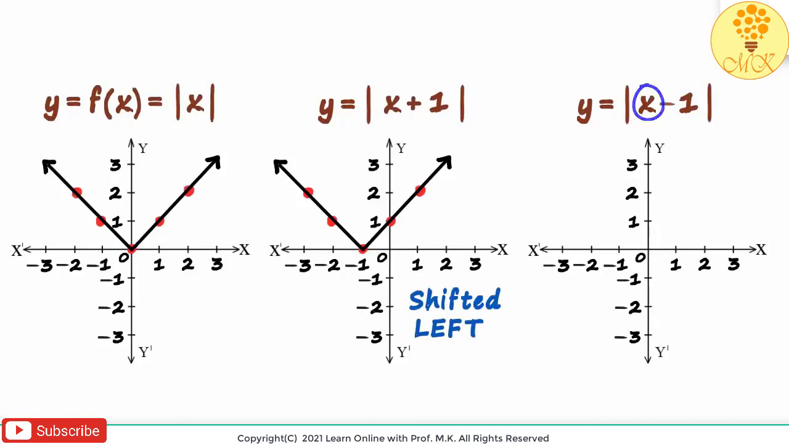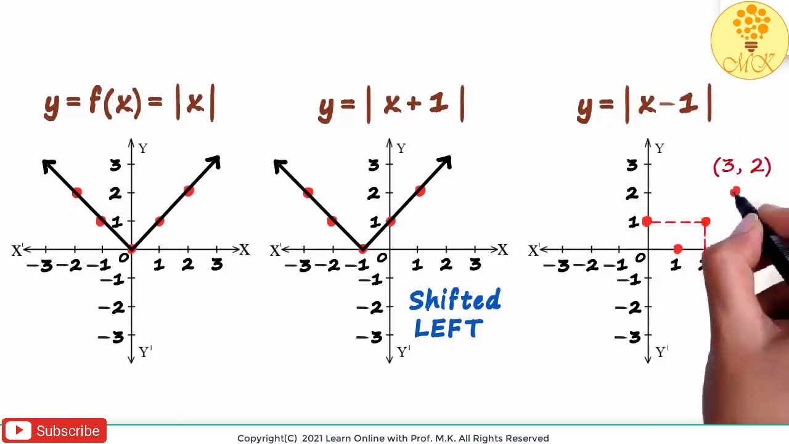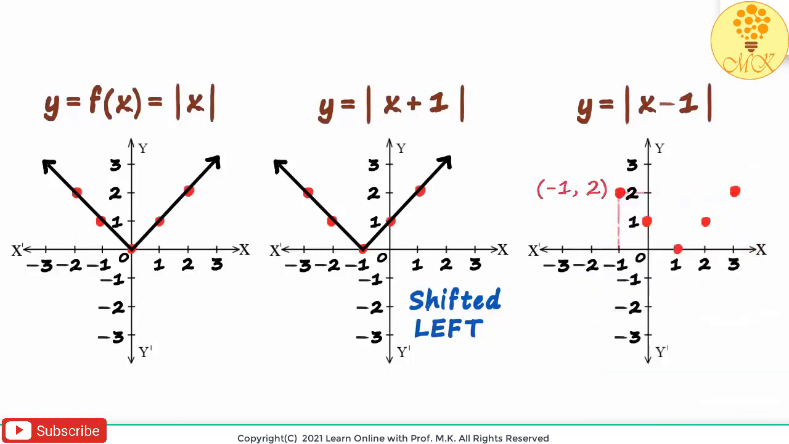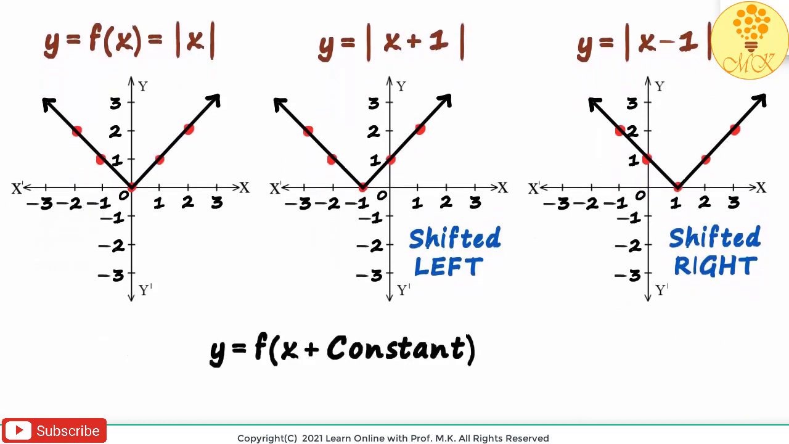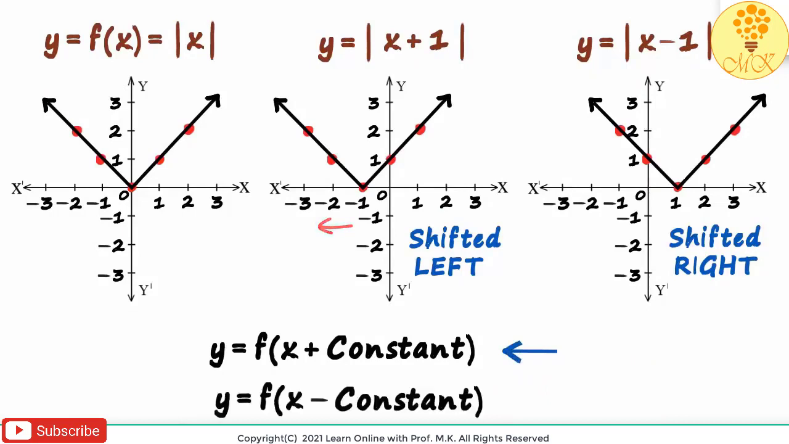When the value of x is 0, then y will be the absolute value of minus 1, which is 1. When x is 1, y will be 0. When x is 2, then y will be 1. 3, 2 and minus 1, 2 would be a couple of more points. And drawing the graph, we can see that it has shifted towards the right. Conclusion: if we add a positive constant to the input, the graph will move towards the left. And if we subtract a positive constant from the input, the graph will move towards the right.